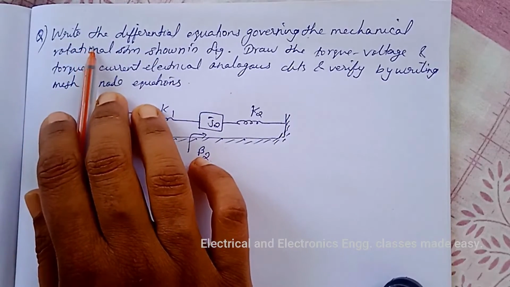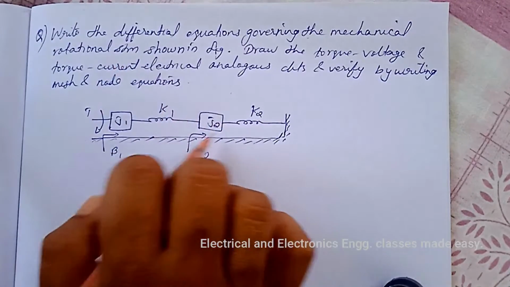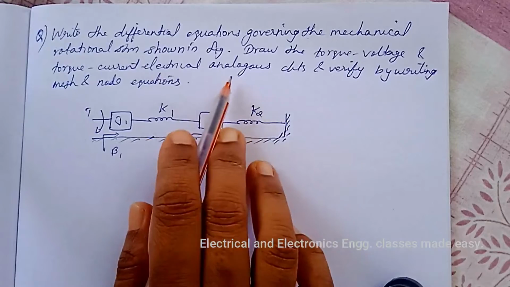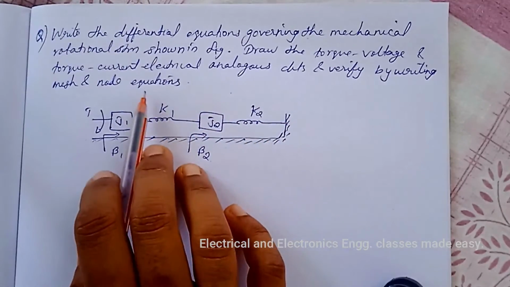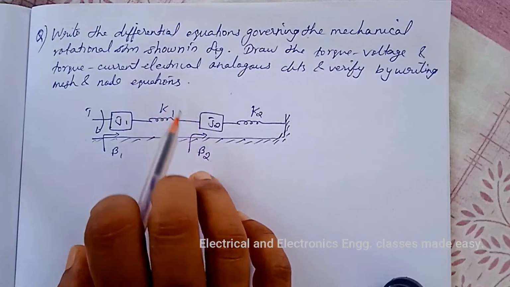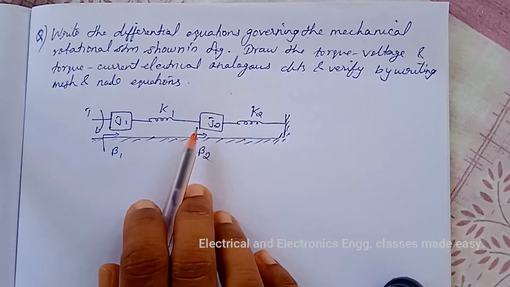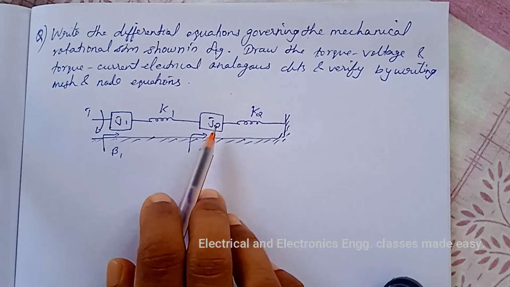First one, write the differential equations governing the mechanical rotation system shown in figure. Draw the torque voltage and torque current electrical analogous circuits and verify by writing mesh and node equations. So this is the given mechanical rotational system. There are two nodes, J1 and J2.